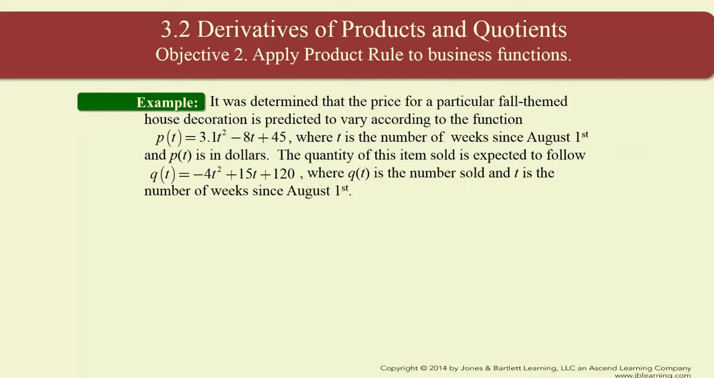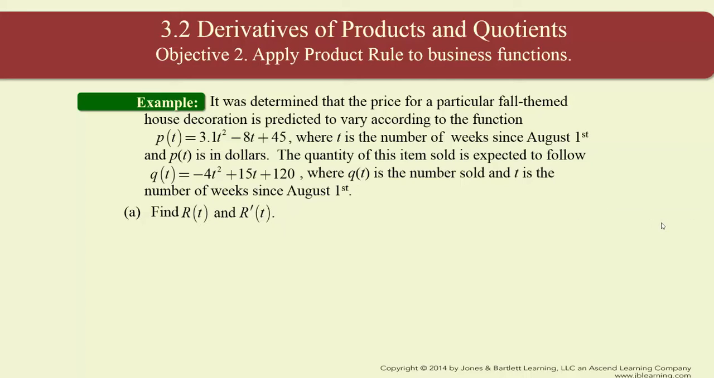The quantity of this item sold is expected to follow Q of t equals negative 4t squared plus 15t plus 120. And Q of t is the number sold, and again, t is the number of weeks since August 1st. So that's like our quantity function. So it looks like we have a price function and a quantity function. And what are we going to do here?